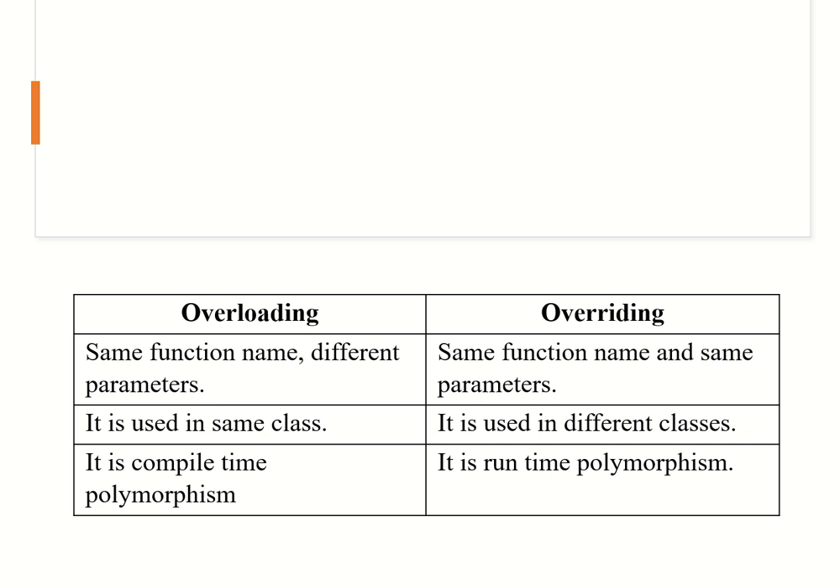In method overriding, we use the same method name and also the same parameters. In overloading, we use the same method name and different types of parameters. Overloading is used in the same class. Overriding is used in different classes, in the parent class and the child class. Compile time polymorphism is method overloading. Method overriding is runtime polymorphism.